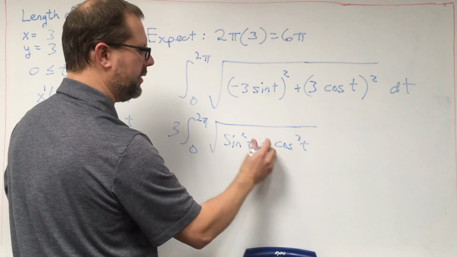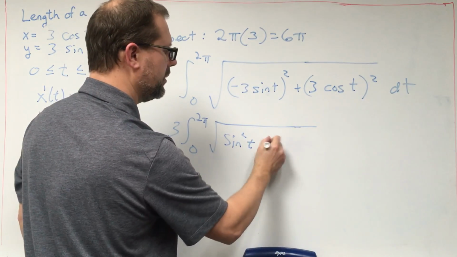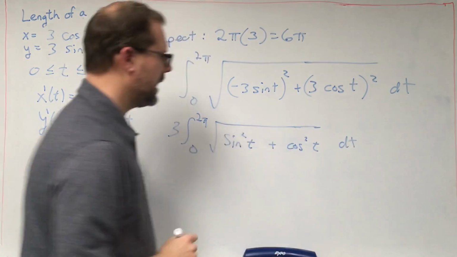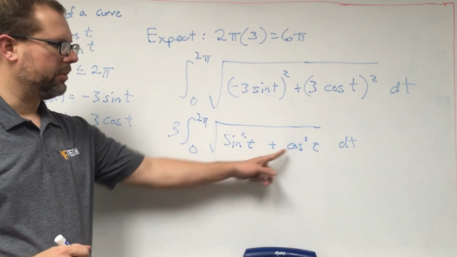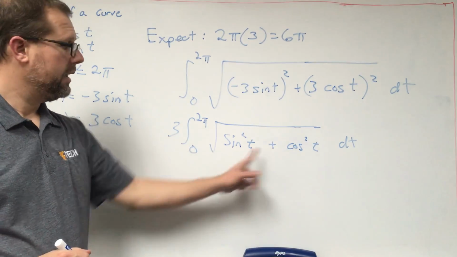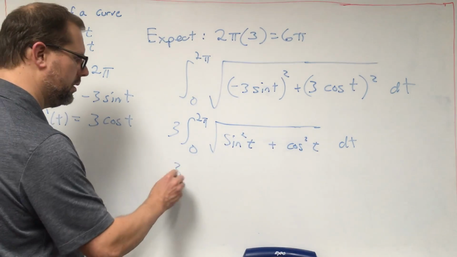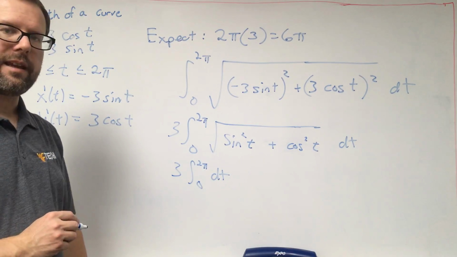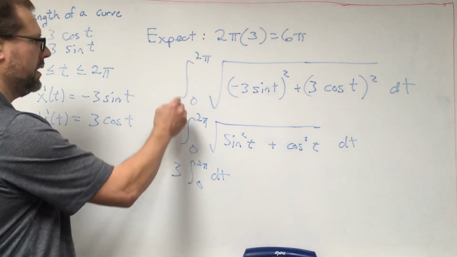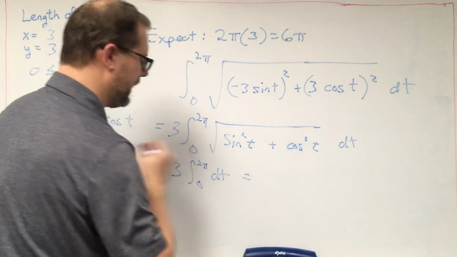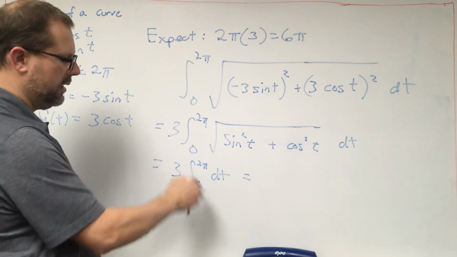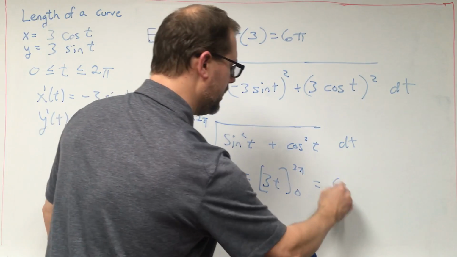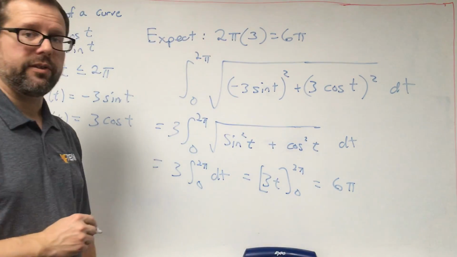And of course we know that sine squared t plus cosine squared t equals 1. So here we have the square root of 1. And so we're just integrating dt from 0 to 2 pi. So that's an easy integral. We plug in, so we'll have 3t evaluated from 0 to 2 pi. And indeed, that comes out to be 6 pi.